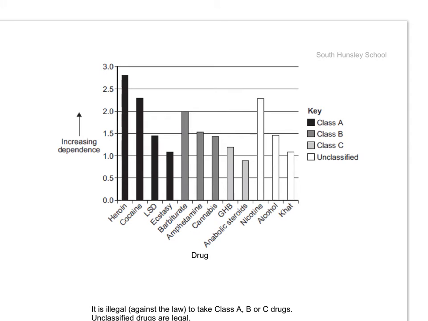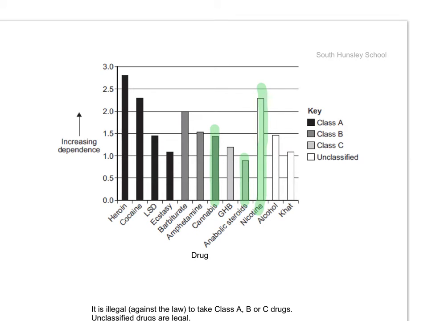And the evidence from the graph is that some people are more dependent on legal drugs than they are on illegal drugs. So as you can see here, nicotine, people are much more dependent on nicotine than they are on, let's say, anabolic steroids or cannabis. So for your first mark, you had to say that there are examples of where people are more dependent on legal drugs than there are on illegal drugs.